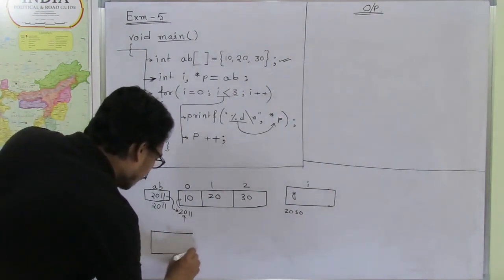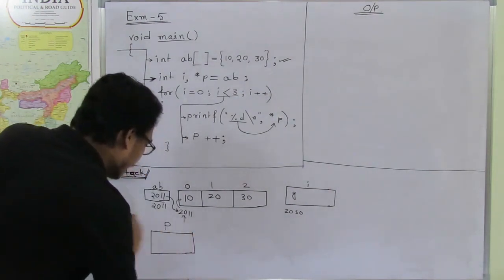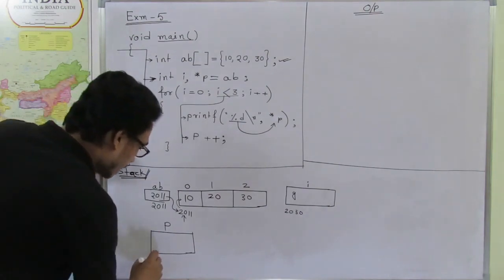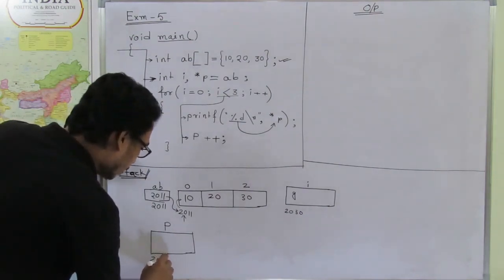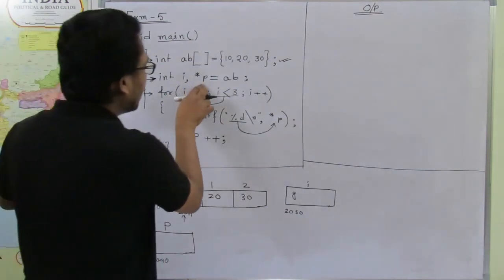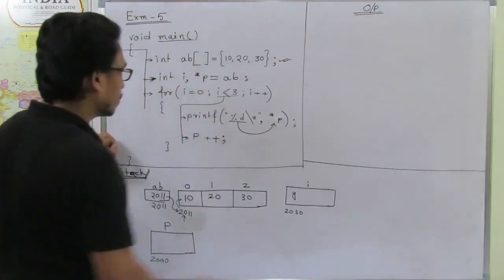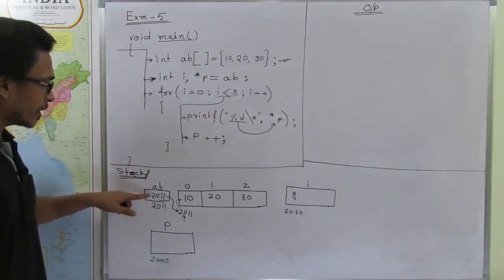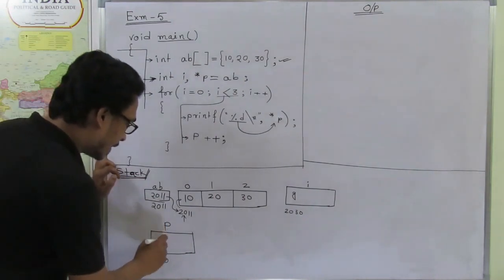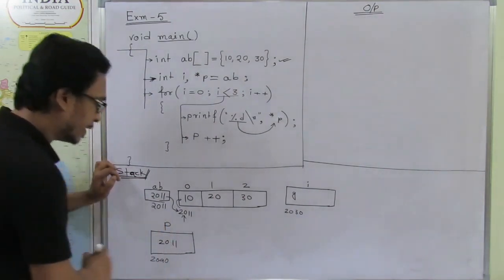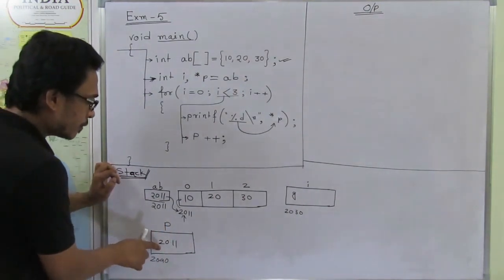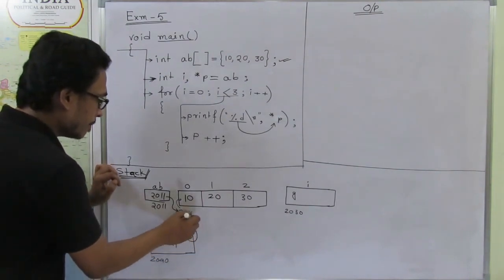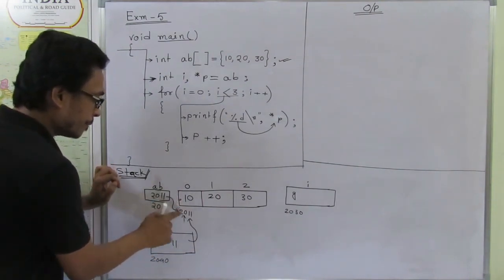Now the next statement is we are declaring a pointer variable, and let's say this is our pointer variable p, and let's say the base address of p is 2040 and the variable p is initialized with AB. So what is there in AB? AB contains 2011, that means p contains 2011 here. Now this p is pointing to the same base address of the array.